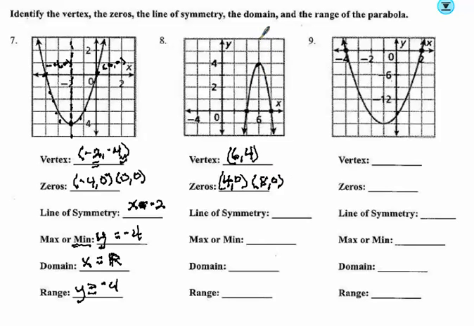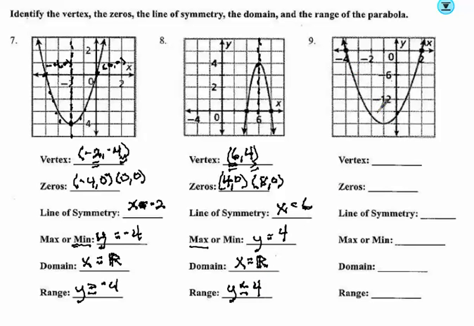My line of symmetry, again, is the vertical line intersecting with the vertex. So that is going to be x equals 6. Take that value of the x coordinate of the vertex. This is the highest point on the graph. Therefore, it is a max. And my y value at that point is 4, which is the y coordinate of the vertex. My domain, again, is x is all real numbers. And this time my range, all my other y coordinates are less than 4. So we would go y less than or equal to 4.